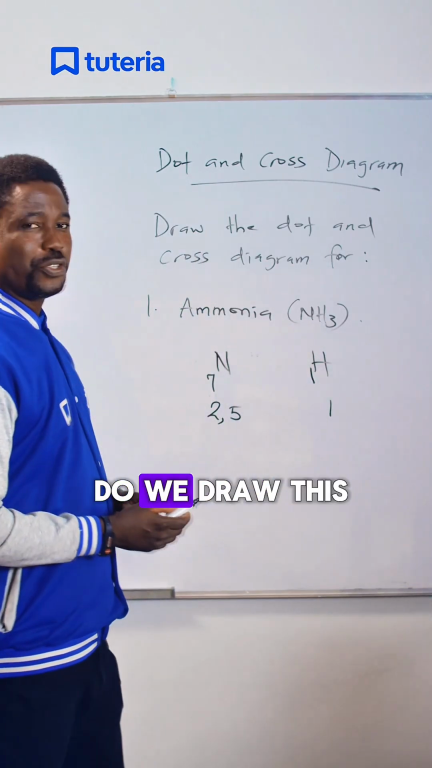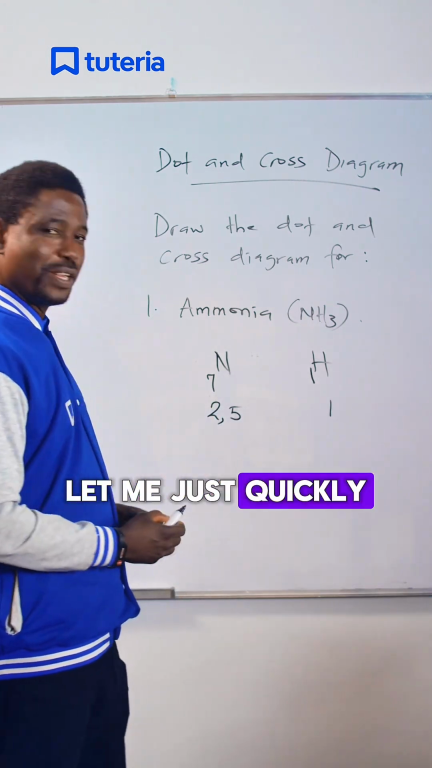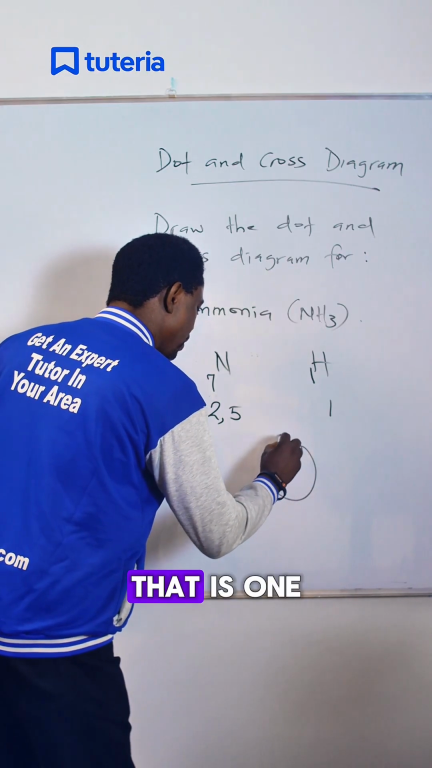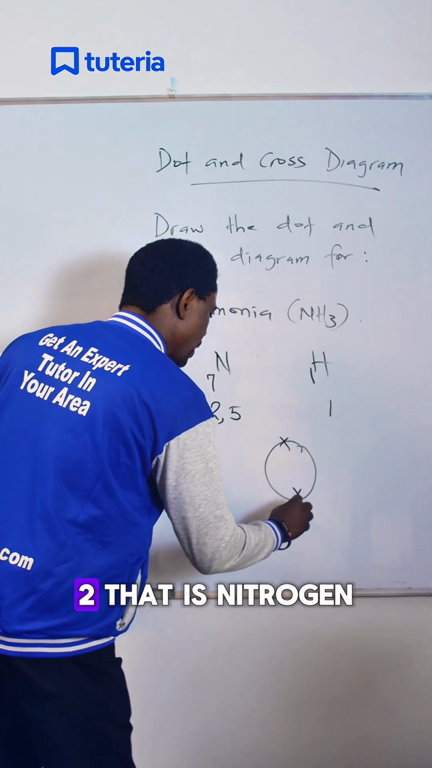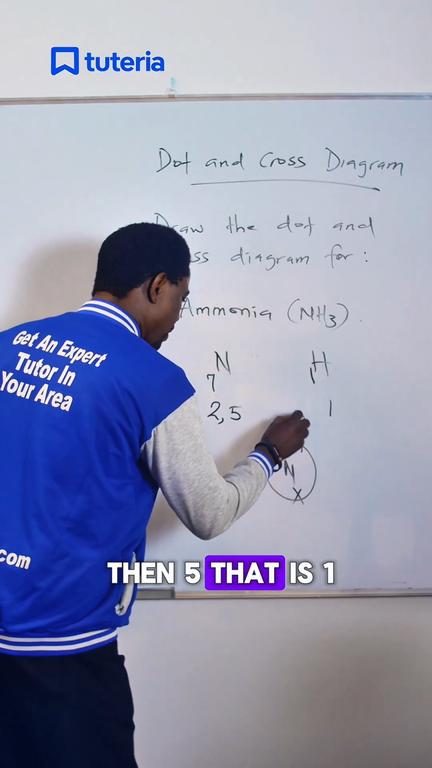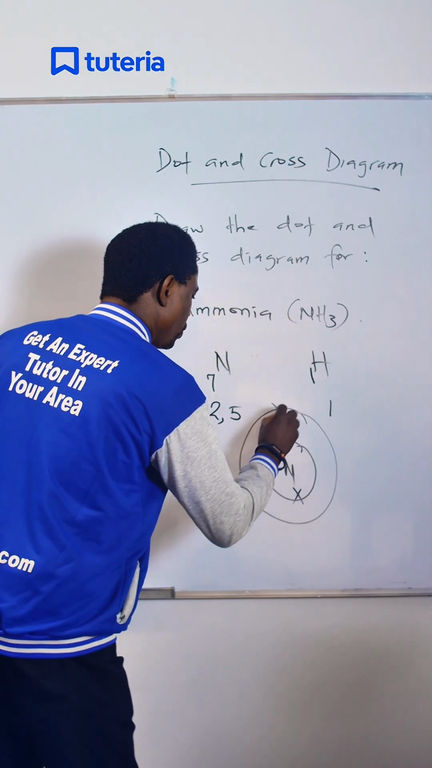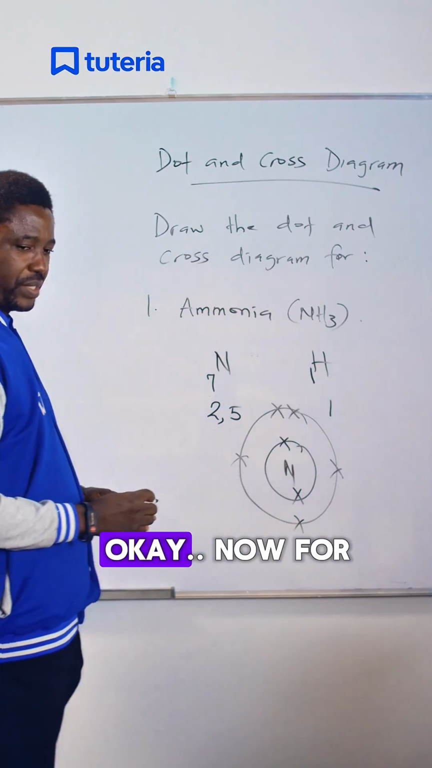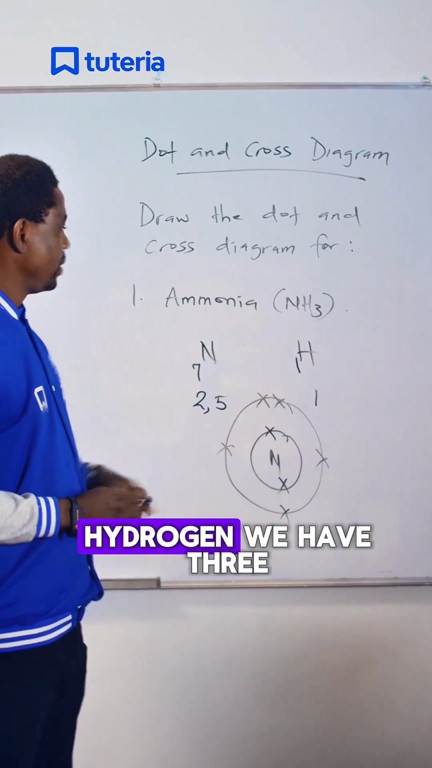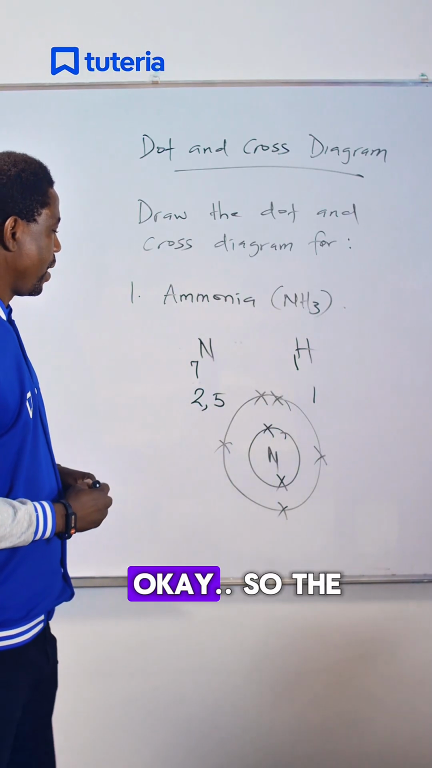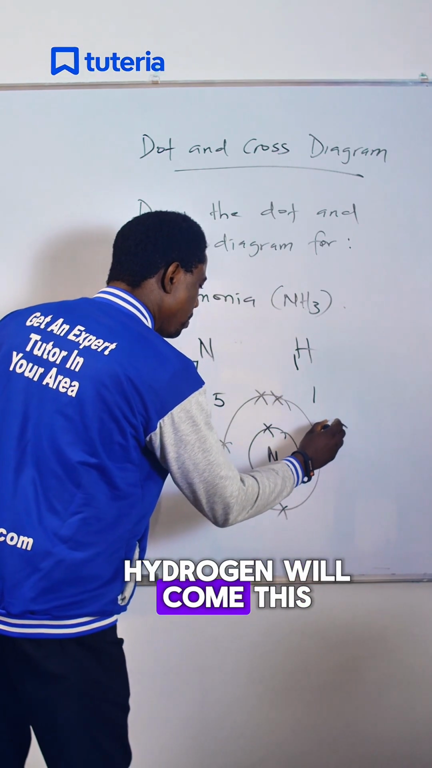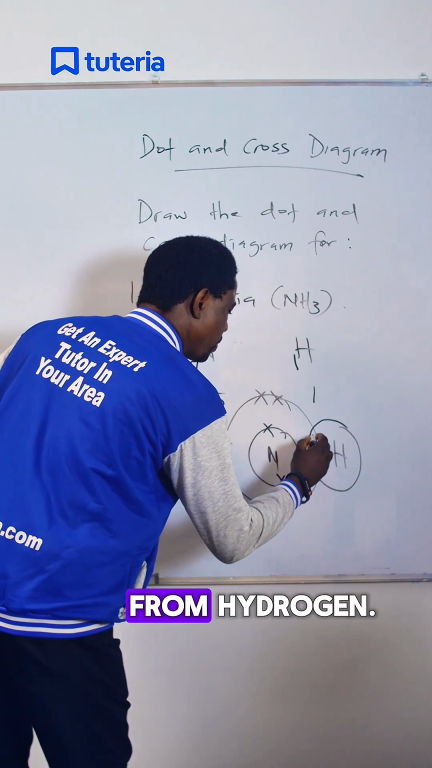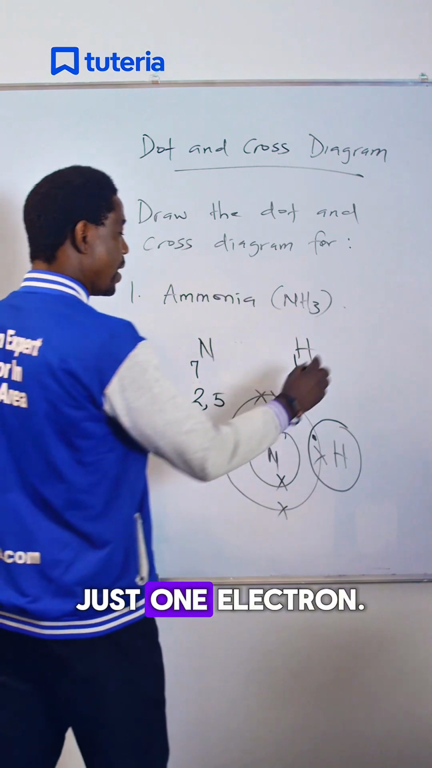So how do we draw this dot and cross diagram? Let me just quickly show you the trick. All right, so nitrogen is 2, that is 1, 2, that is nitrogen. Then 5, that is 1, 2, 3, 4, 5. Okay, now for hydrogen, we have 3 of it there. So the hydrogen will come this way to bond with this. So that's the dot from hydrogen. Remember, hydrogen is just 1 electron.